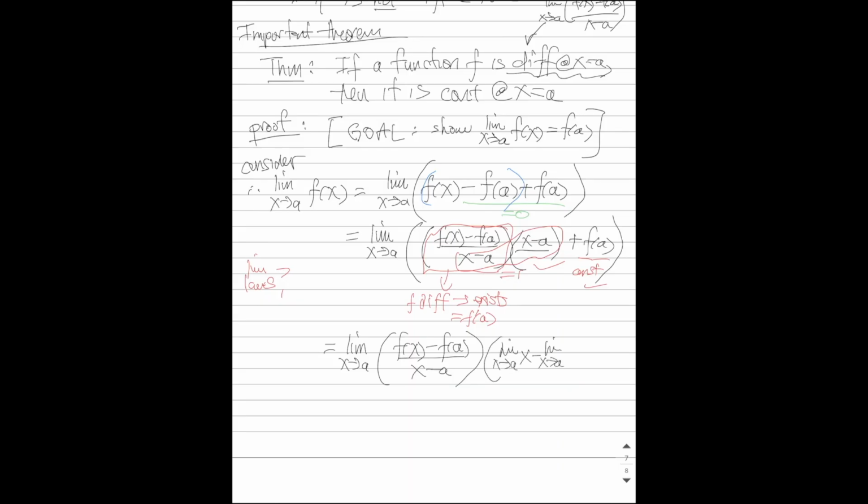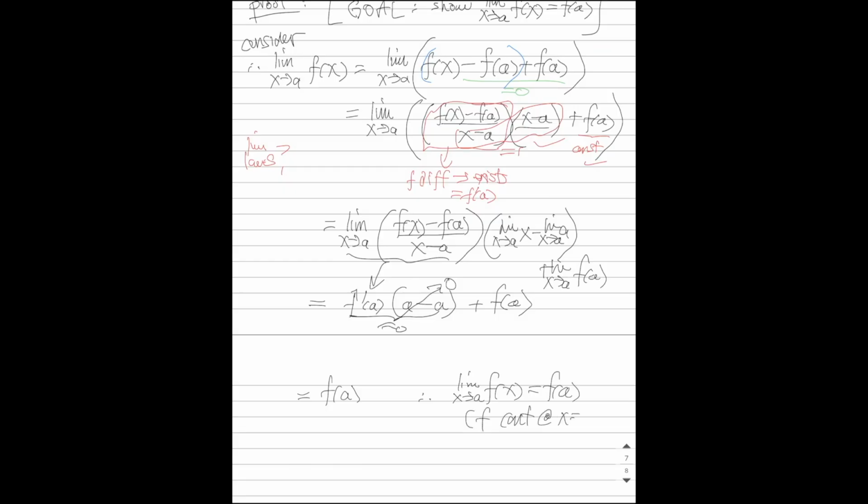And what's going to happen is that this part will give me an f prime of a. This will give me a minus a, and that last part is a constant. A minus a is 0, so this whole term is 0, and all I'm left with is f of a. So I have just shown you that if I take the limit of this function, I get an f of a. So that means f is continuous at x equals a.